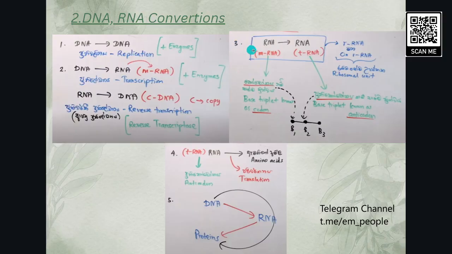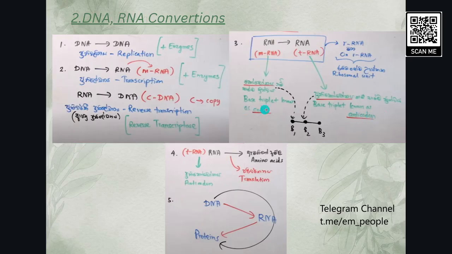And then we move into RNA to RNA conversions. We have mRNA here and we have tRNA here. This RNA to RNA conversion takes place in ribosome subunits. The thing about mRNA is that it transports its genetic material as codons, right? Codons are base triplets. And tRNA transports its genetic material using anticodons. It is also base triplets.